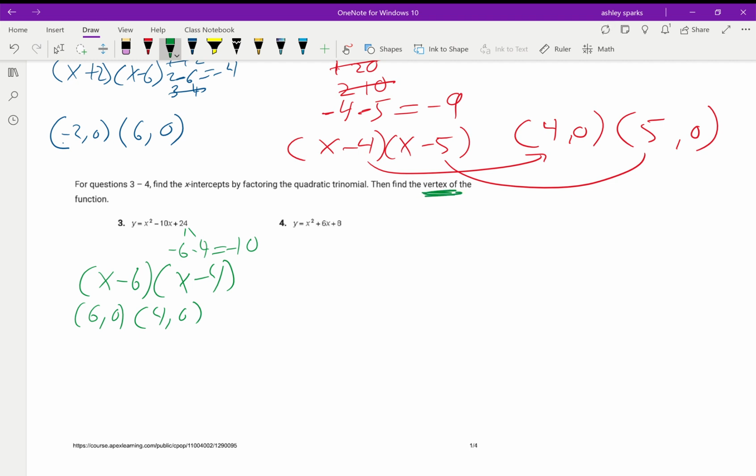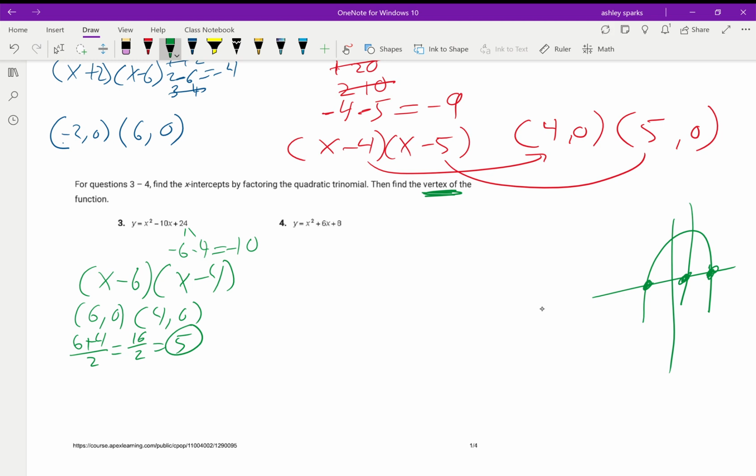Then it says to find the vertex. The vertex is the middle, so as we go to graph these parabolas, they're going to look like this, where we have our intercepts, which is what we've been calculating, and the vertex will be halfway between them. So I would do 6 plus 4 divided by 2. Well, what is 6 plus 4 divided by 2? That would give me 10 over 2, which is 5.